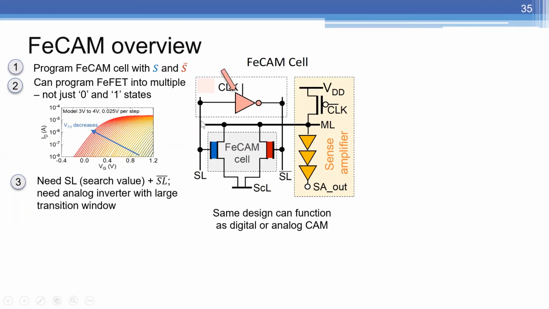And the clock-gated analog inverter is used to convert the inverted search line value to the search line bar so that they can be complementary to each other.